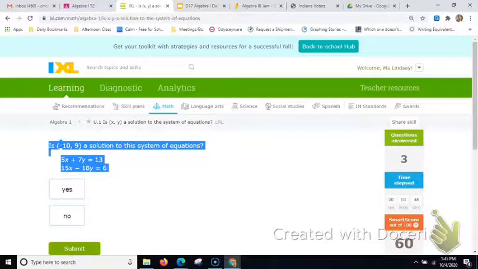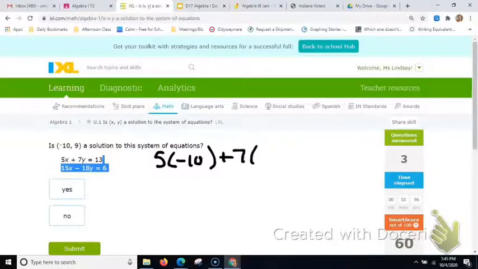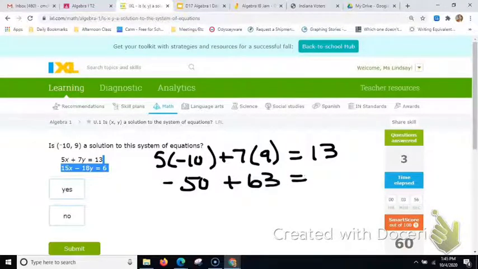So when I jump a level, I'm probably just going to see more negative numbers. So I'm already up to 60 here. So this is 5 times negative 10 plus 7 times 9, and I want to see, is that going to be 13? Now there's a negative here, so surprisingly it may actually work out. Negative 50 and 63, aha, it does equal 13. So the first one works.